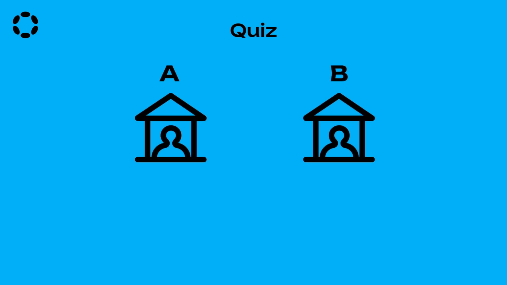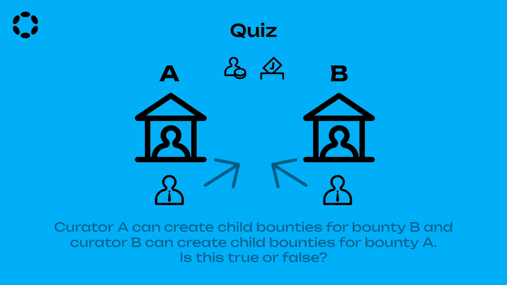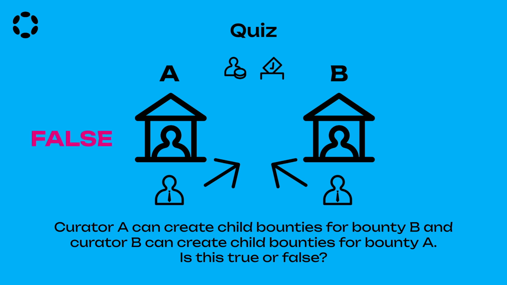Question. Suppose there are two separate parent bounties, Bounty A and Bounty B. Each has a different curator, Curator A and Curator B. DOT voters have given them both permissions over the respective bounties, which must mean that Curator A can create child bounties for Bounty B, and Curator B could create child bounties for Bounty A. Is this true or false? Answer: false. Just because a curator has control of one bounty does not imply that they have control of others. Even though the permissions of each curator come from the same source, those permissions are fundamentally different.